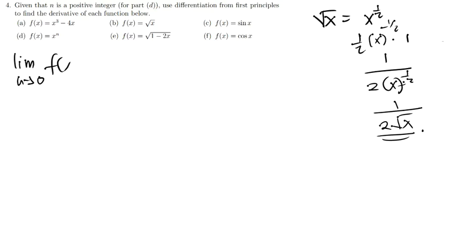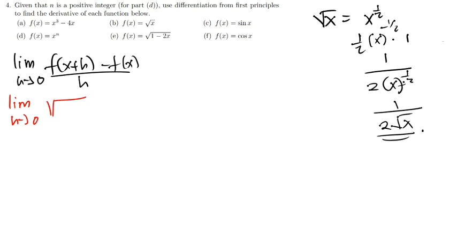So f of x, I'm just doing the formula. I divide this by h. So limit as h is approaching 0, what I'm going to do here is, where there is x here, I'm going to put x plus h. Then minus, I'm going to write the original one. I'll divide this by h. Now to get rid of the root on the numerator, I'm going to do times the conjugate.